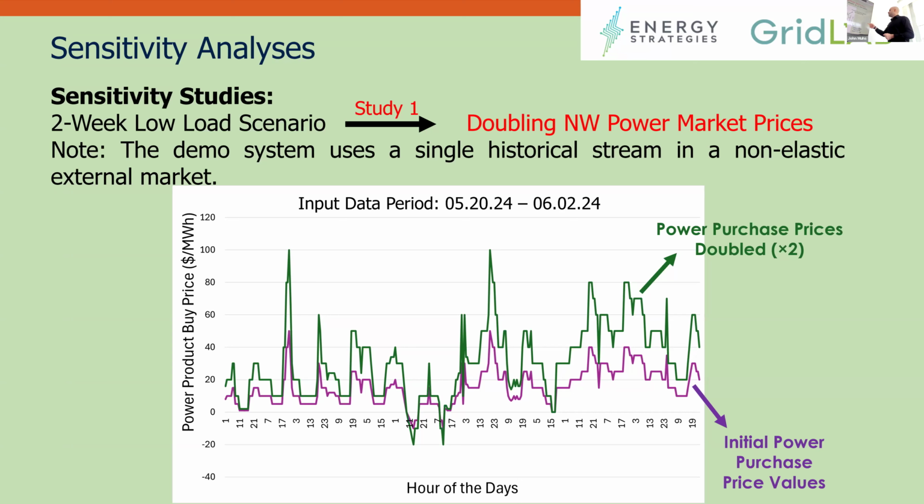And you can see how we change the profile. The purple shows the initial power purchase price values, and then we doubled it, and you can see the new profile in green.